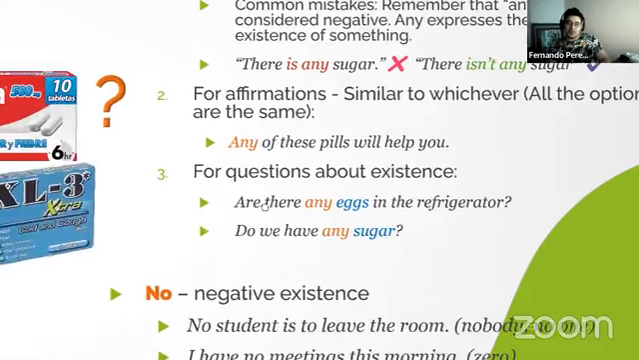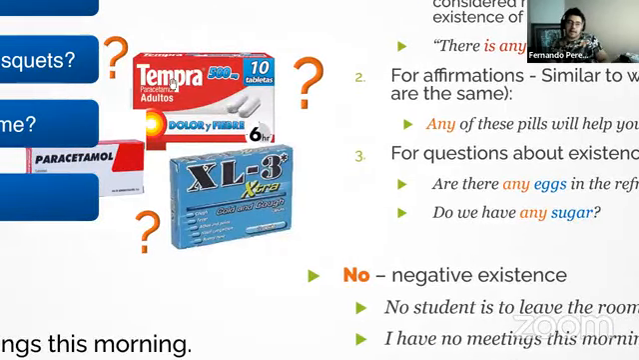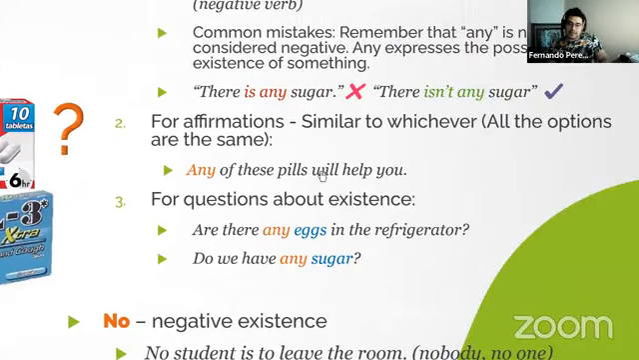Which pill should I take for my headache? Well, a headache can be treated with tempra, with paracetamol, with stress, it doesn't matter. It's the same. Any of these pills will help you. Right? Can you think about another situation where you use any?